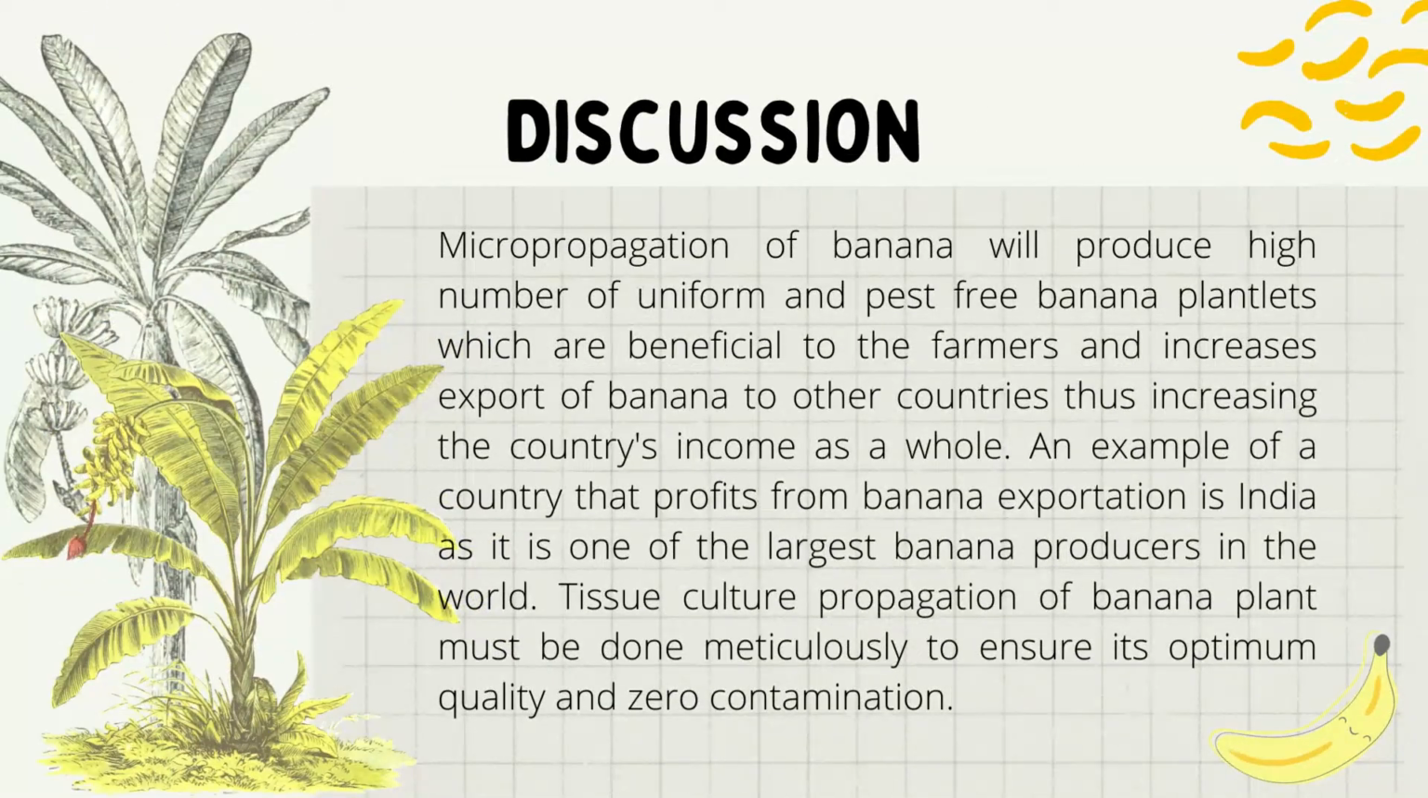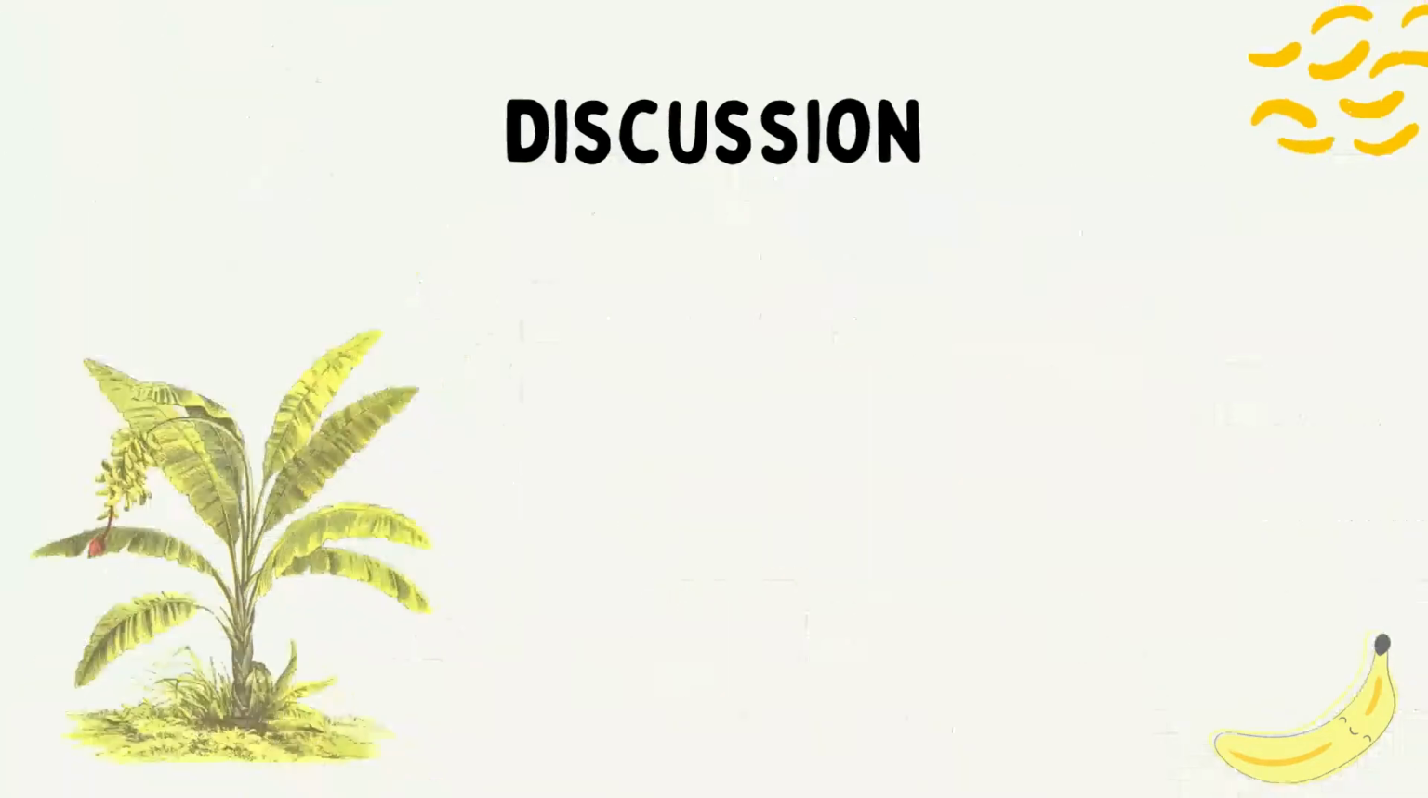So, what we can come up with in the discussion is that micropropagation of banana will produce a high number of uniform and pest-free banana plantlets, which are beneficial to the farmers and also increase banana exportation to other countries, which also increases the country's income as a whole. An example of a country that profits from banana exportation is India, as it is one of the largest banana producers in the world. Tissue culture propagation of banana plants must be done meticulously to ensure optimum quality and zero contamination.